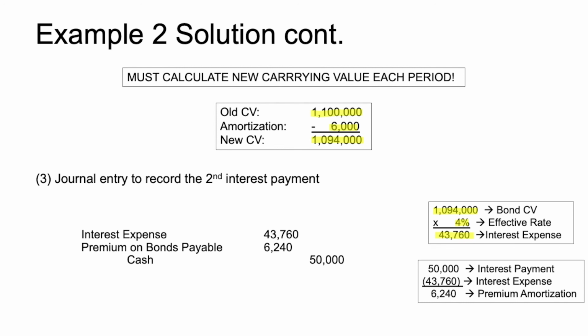Next, we're going to want to find the actual amount of the amortization itself, of course, which we do by taking the interest payment and netting out the interest expense to find that premium amortization. So we take the $50,000 interest payment, subtract out the interest expense of $43,760 to get our premium amortization of $6,240. So of course, to record this, we debit interest expense of $43,760, debit premium on bonds payable of $6,240, and credit cash for the actual interest payment being made at $50,000.